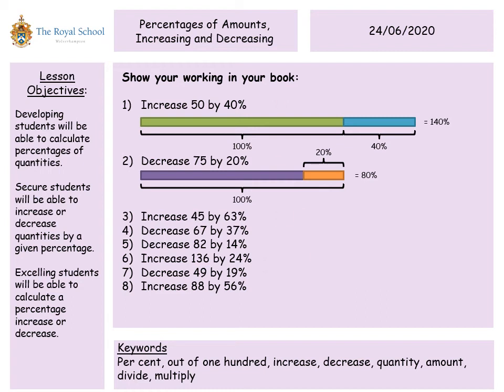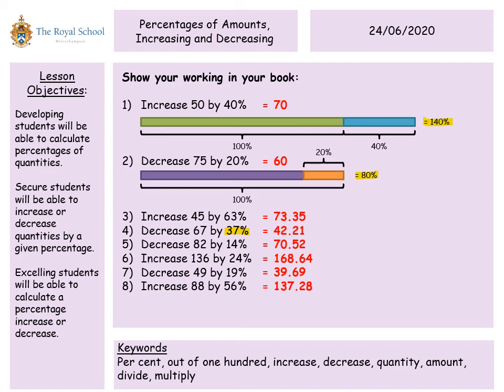So answers as follows. So number 1, if you're increasing by 40%, you end up with 140%. So we should be doing 50 times 1.4 or 1.4 times 50 to get straight to our answer. For number 2, if you're decreasing something by 20%, you're left with 80%. So we should be doing 75 times 0.8, or vice versa, 0.8 times 75 to get our answer. Number 3, we should be doing 45 times 1.63. For number 4, we should be doing 67 times 0.63. Remember, if you take 37% off something, you're left with 63%, so 67 times 0.63.